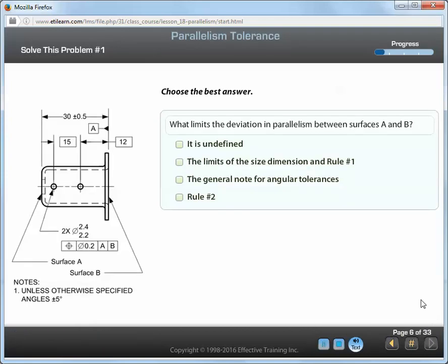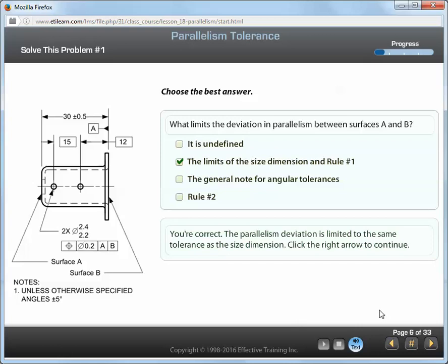What limits the deviation in parallelism between surfaces A and B? You're correct. The parallelism deviation is limited to the same tolerance as the size dimension. Click the right arrow to continue.